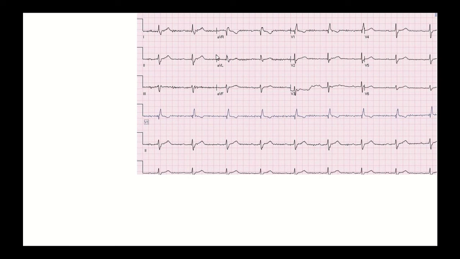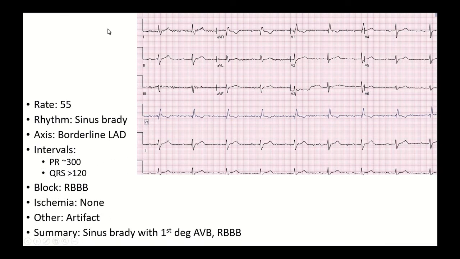Ischemic changes, not really seeing much. T waves are going the same direction as the QRSs, and I don't really see any ST shifts. So I don't have anything to be concerned about there. So I think really the summary of things then is sinus bradycardia with first degree AV block and right bundle branch block.